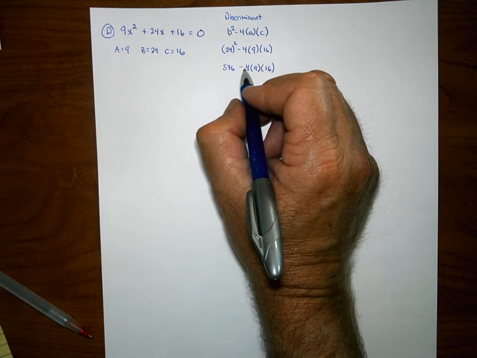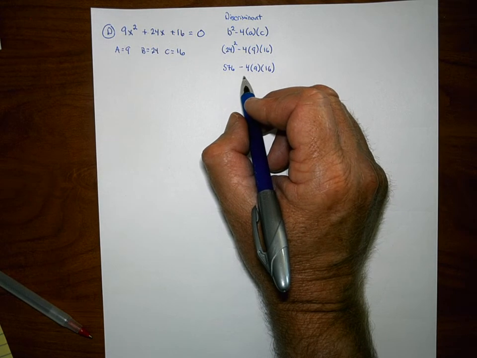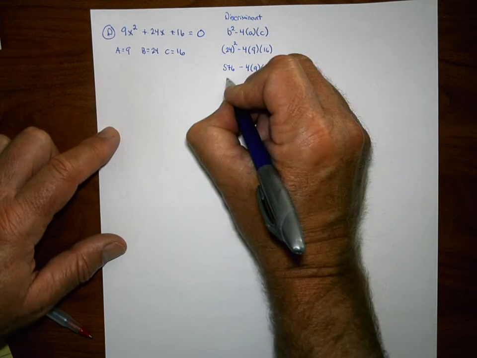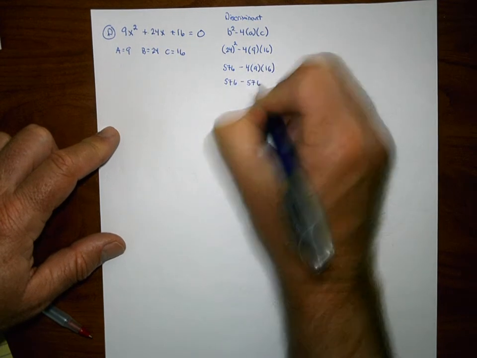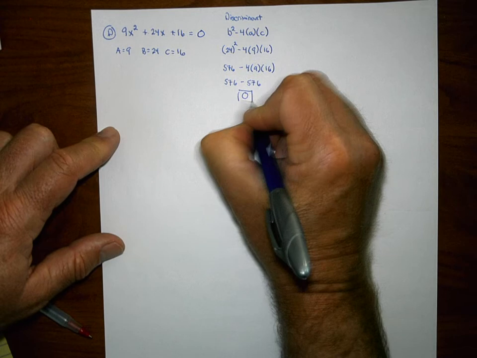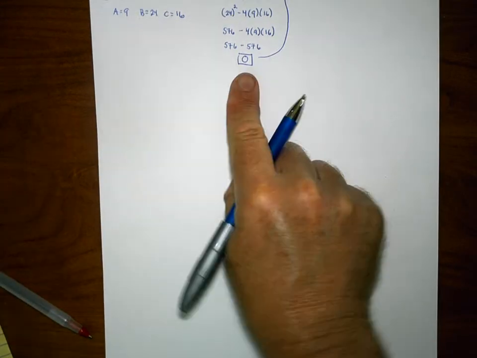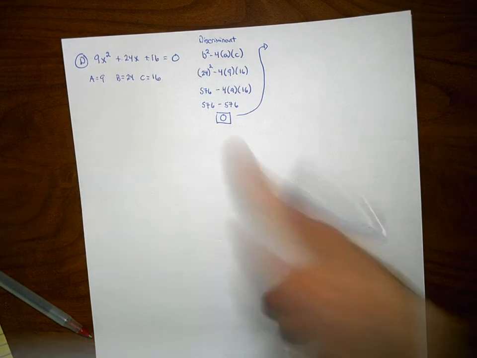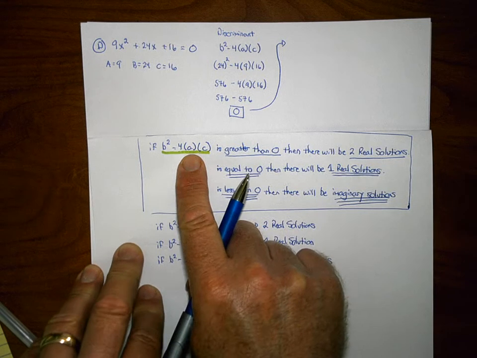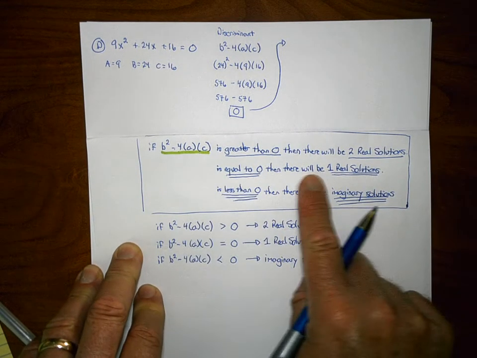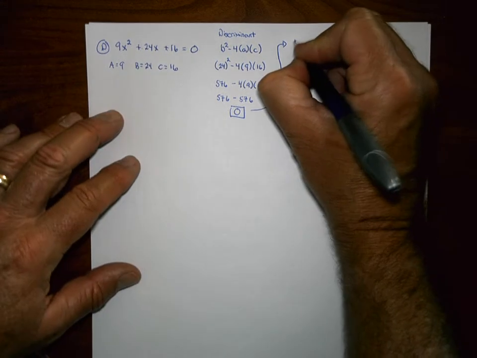Okay, multiply the 4 times the 9 times the 16 out. 4 times 9 is 36. 36 times 16 is 576. So I get 576 minus 576, that is 0. So the discriminant's value is 0. So what does that tell me? How many solutions will I have? Okay, we go back here. If your discriminant, b squared minus 4 times a times c, is equal to 0, there's going to be one real solution. So this tells me that we're going to have one real solution.